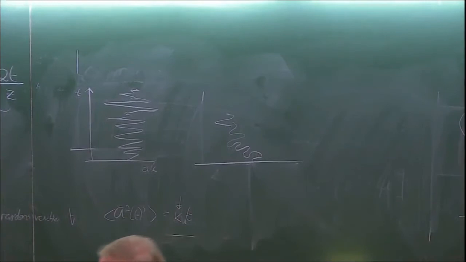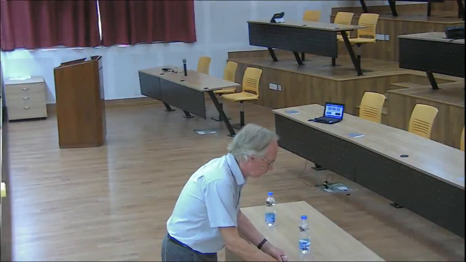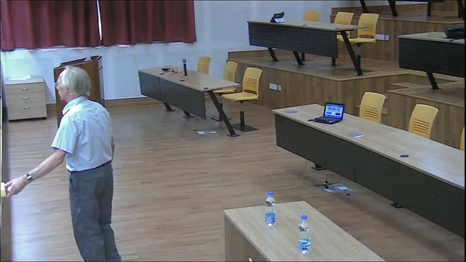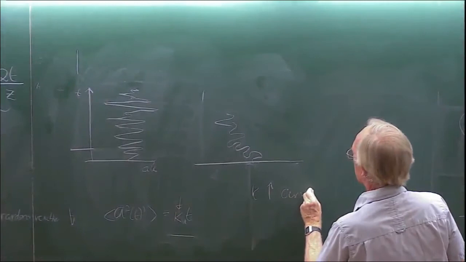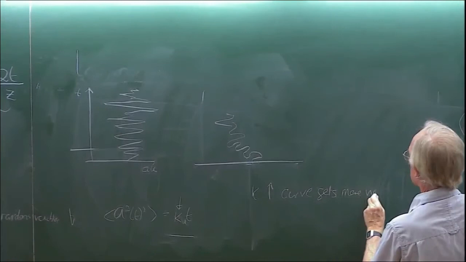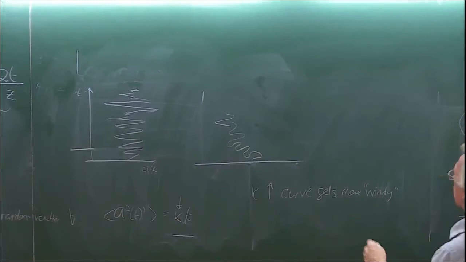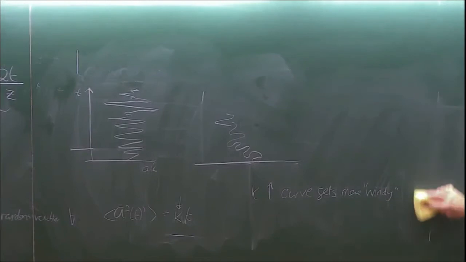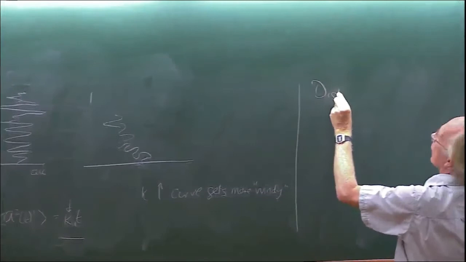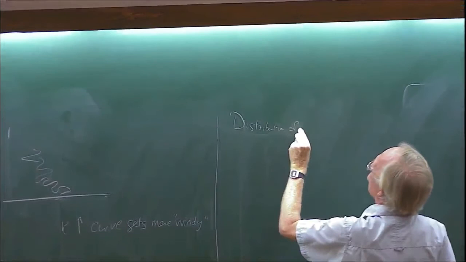Okay. Where can I go from here? Actually, the last step is to understand a little bit about these things. Obviously, as kappa increases, the curve gets more windy. It winds more. So how can we express that? It turns out that if you look at the distribution of the winding angle, we have to somehow find that.